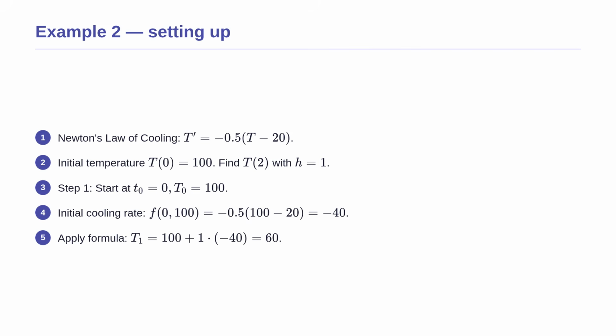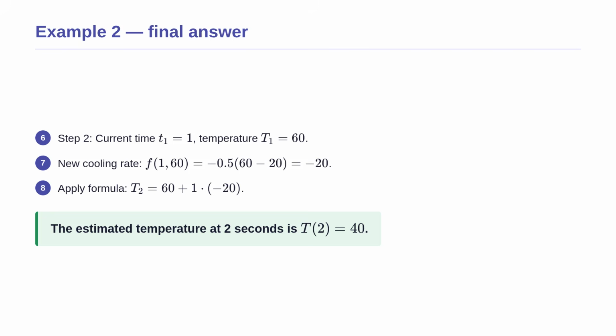degrees after 1 second. Moving to the second step of our simulation, our current time is 1 second and the temperature is 60 degrees. We must calculate the new rate of cooling because the object is no longer as hot. Substituting 60 into our equation, we find the new slope is -20. This reflects the physical reality that cooler objects lose heat more slowly.